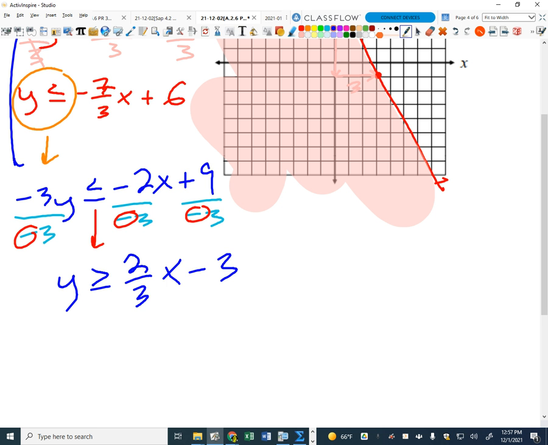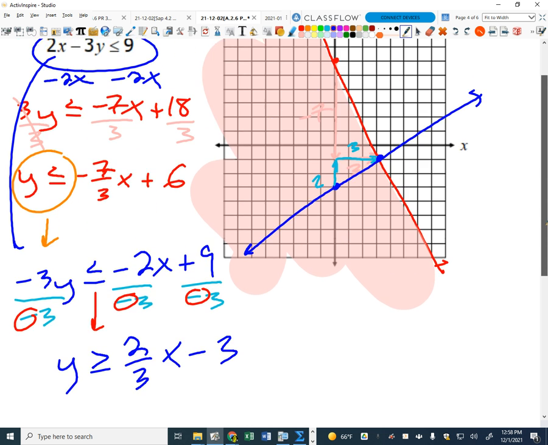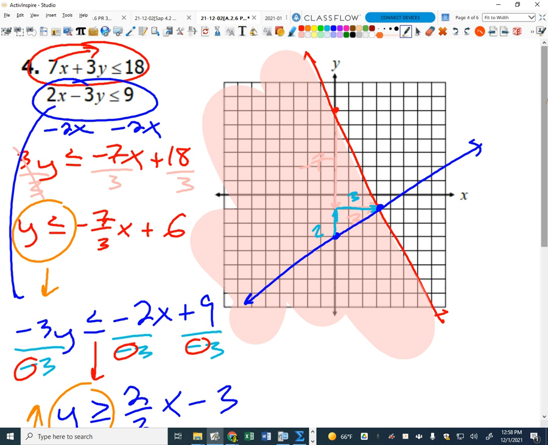Okay, how am I going to graph this one? Okay, start at negative 3. My slope triangle takes me up 2 over 3. So there's my point of intersection. Solid or dashed? Solid. Shading above or below? Above. Good. Okay, and we can see that right there, can't we? We want the y values greater than the boundary line.